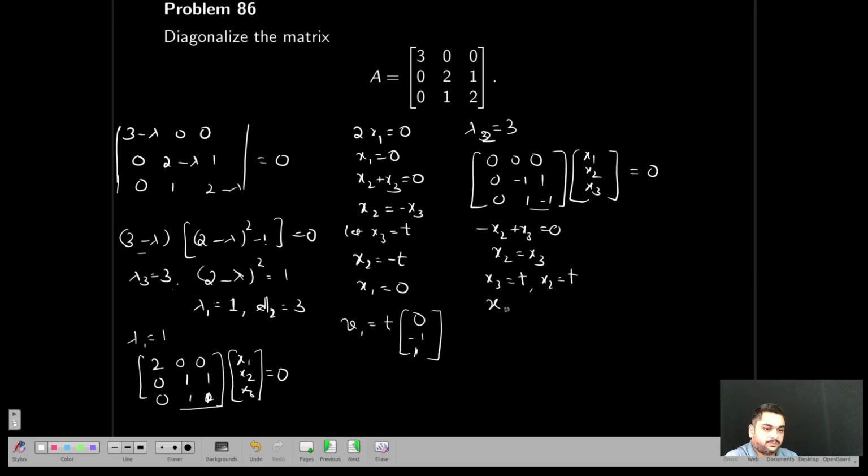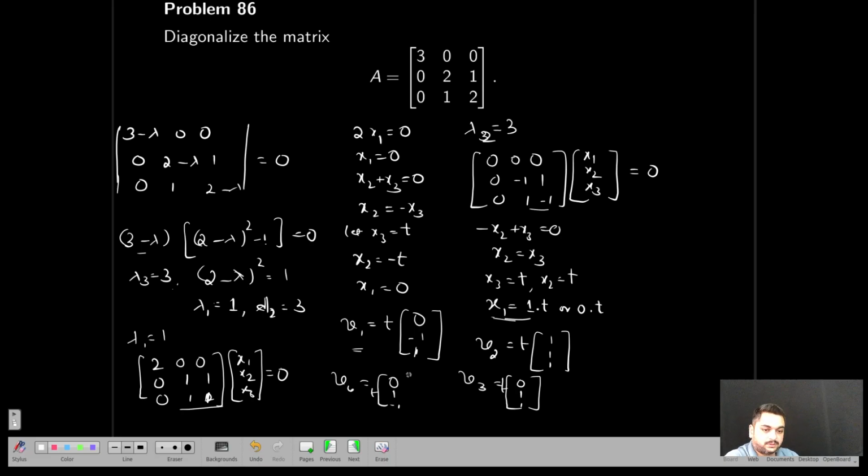So now x1 is a free variable because it's not fixed anywhere. So x1 I can take as 1 into t, or I can take it as 0 into t. Now, let us say x1 equal to 1t, then my vector v2 is equal to t into (1, 1, 1). Now v3, if I take 0, will be t into (0, 1, 1). Or, if I take the other way, let us say v4 equal to t into (0, 1, minus 1). This is also possible.